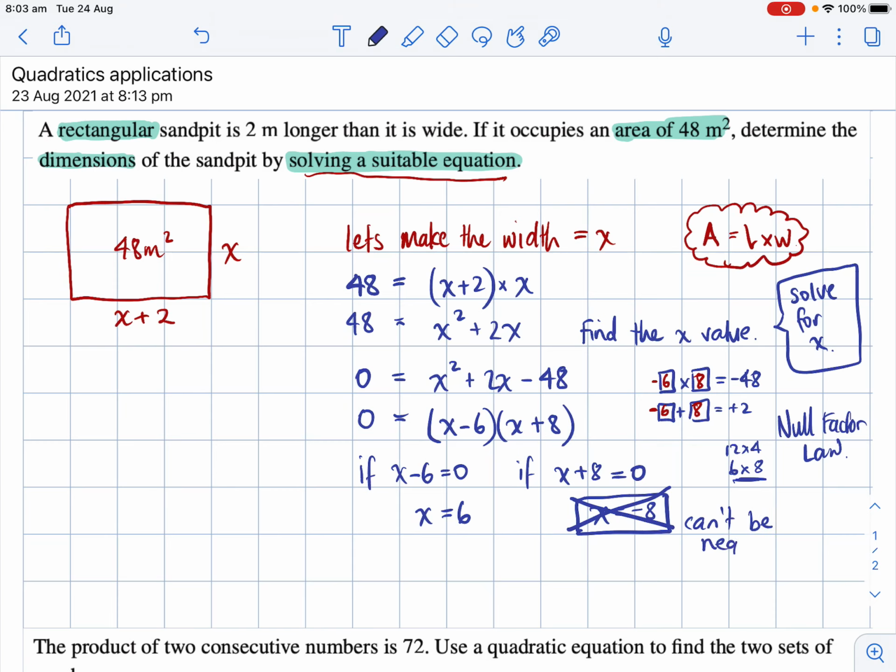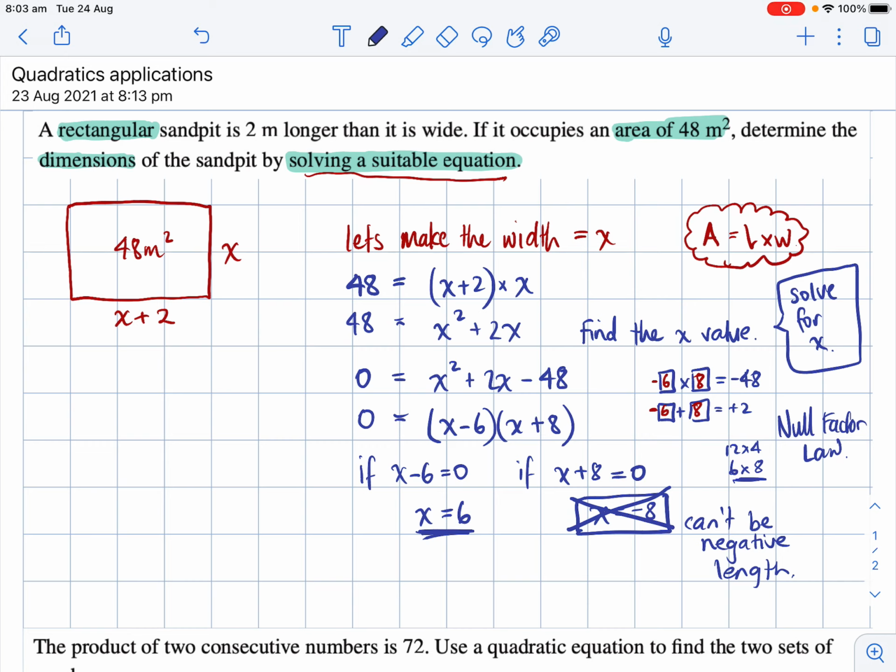And it's a good idea to always state why you're getting rid of a value rather than just cutting it out. Quick little sentence to say can't be a negative length. So here is my x value. All right, have we actually answered the question?